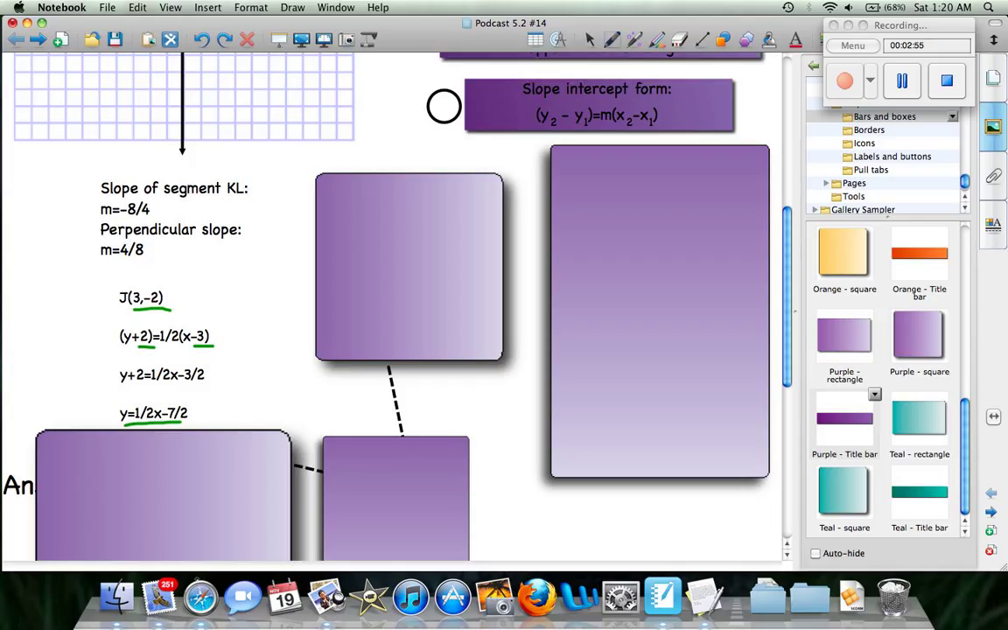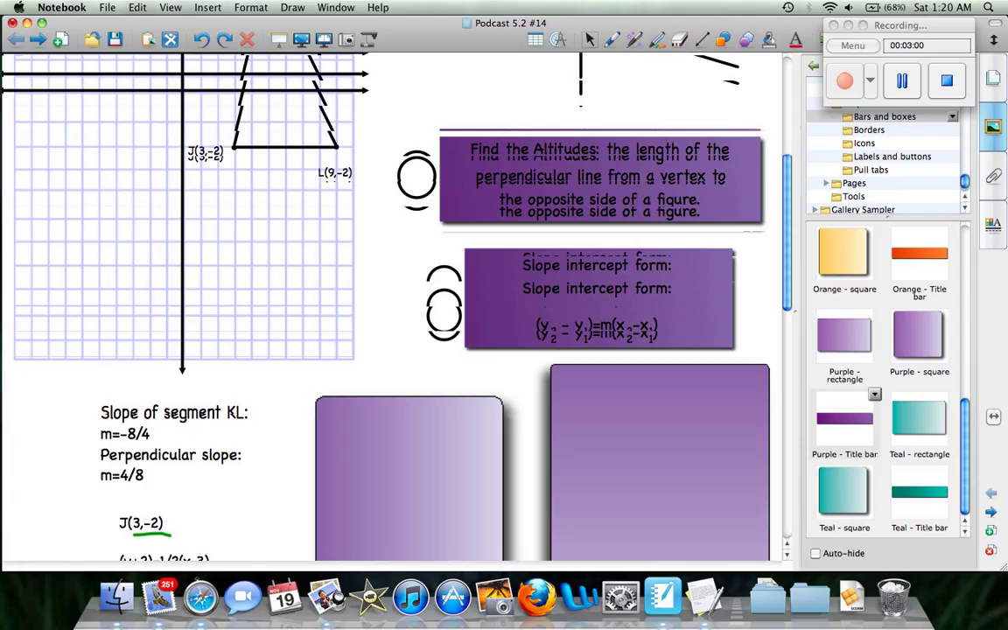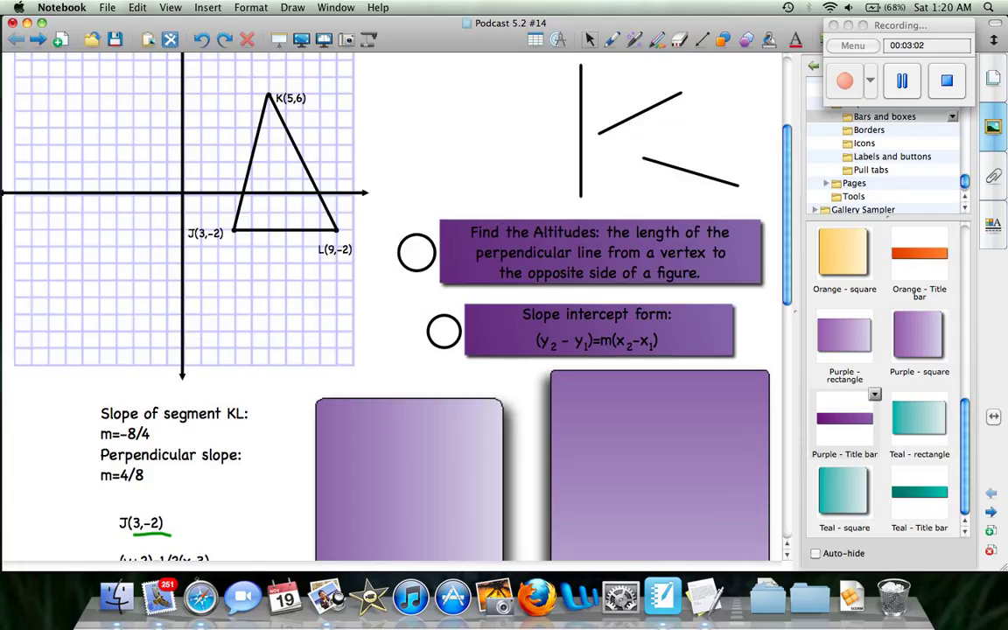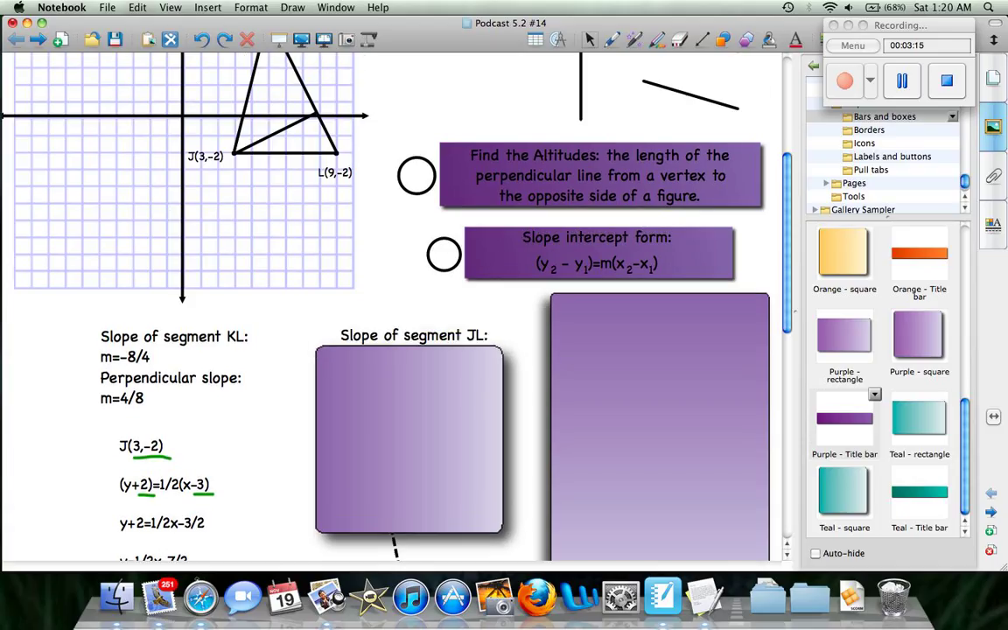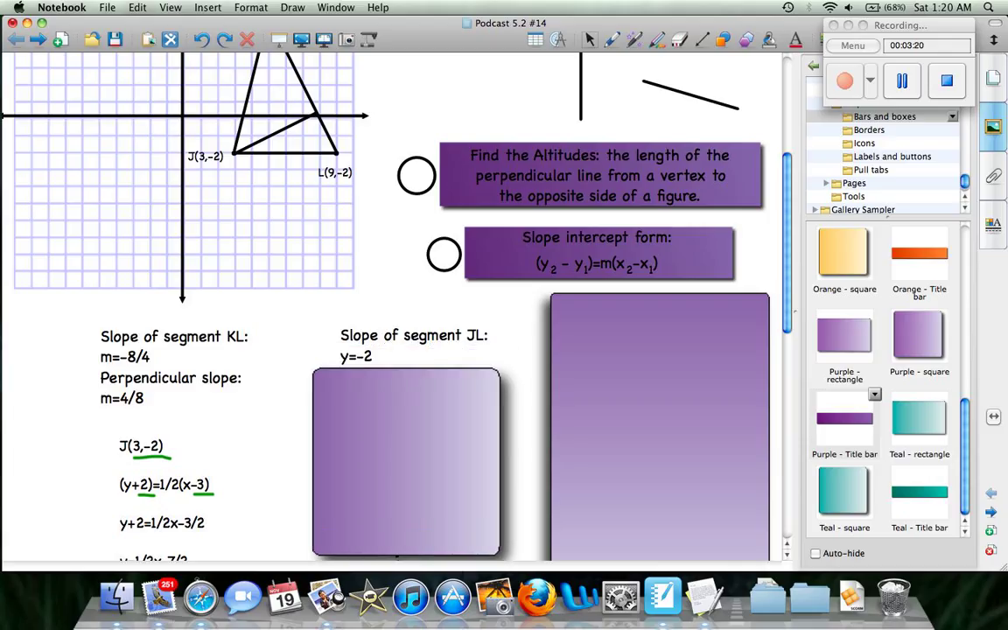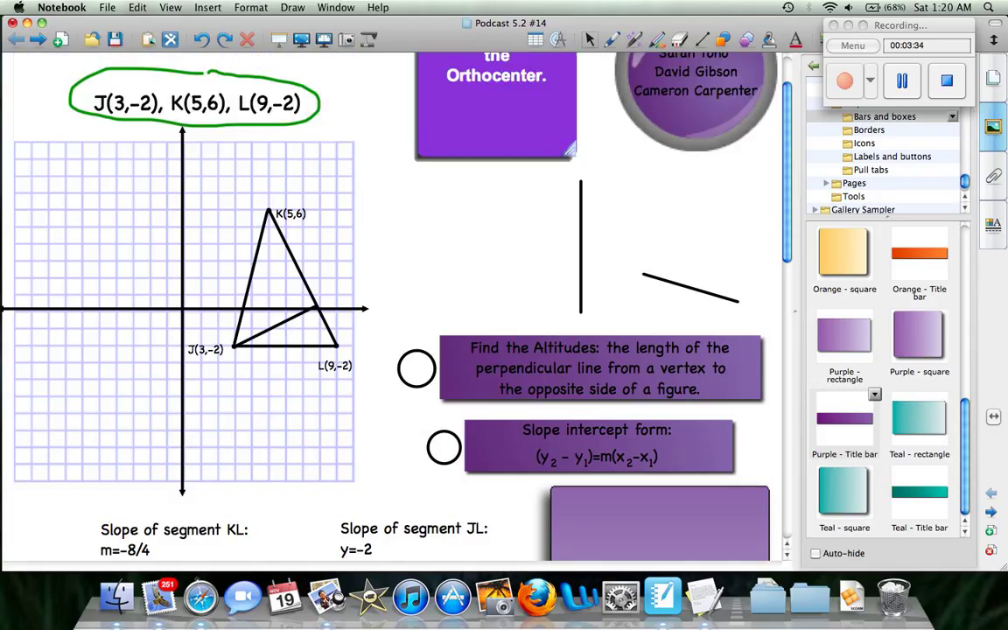So then we're going to plot or draw the perpendicular line from J, which is right there. And then we're going to come back down. We're going to find the slope of segment JL. Now since segment JL is on y equals -2, the perpendicular line would be x equals 5. And we're going to plot that.